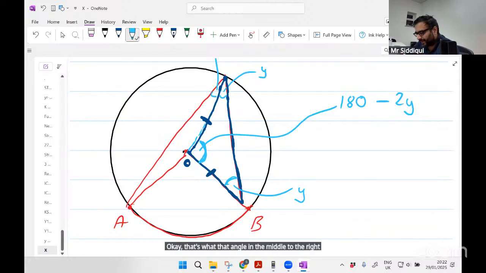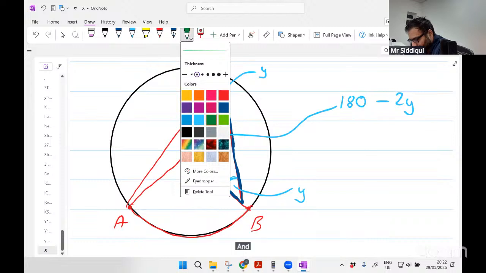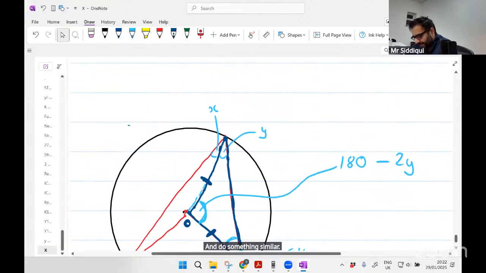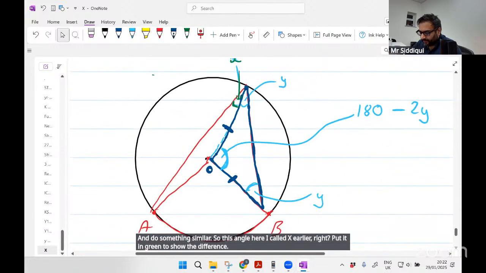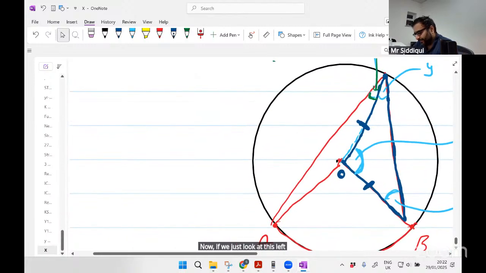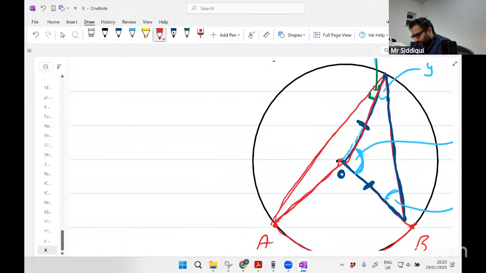Let's now move to the other side and do something similar. So this angle here, I called x earlier, right? Let's put it in green to show the difference. Now, if we just look at this left-hand triangle, the one in red, isn't that also an isosceles triangle?